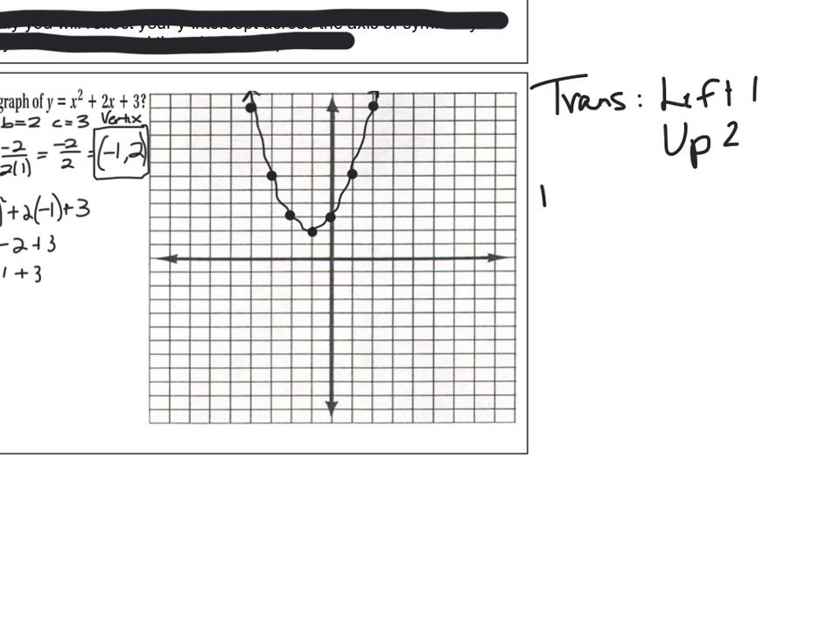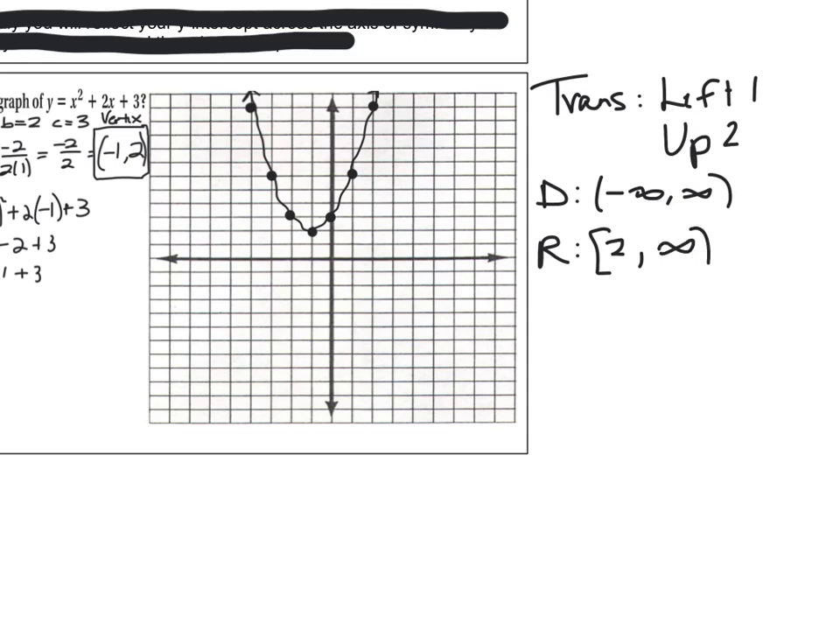My domain goes from negative infinity to positive infinity. Again, from left to right, left arrow, right arrow, negative infinity to positive infinity. My range, how low does it go? Well, the lowest it goes is positive 2 on the y-axis. So you'll notice right here, positive 2 on the y-axis. This is as low as it goes. And then it goes all the way up to positive infinity.